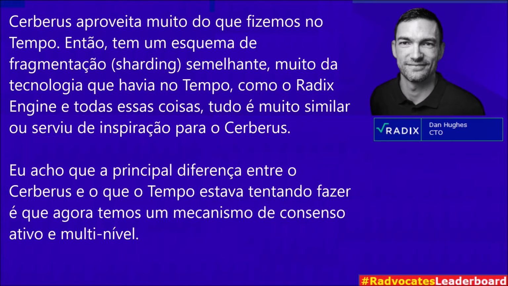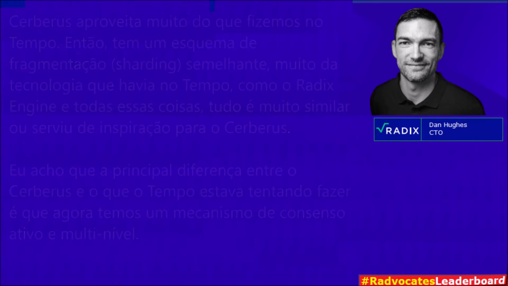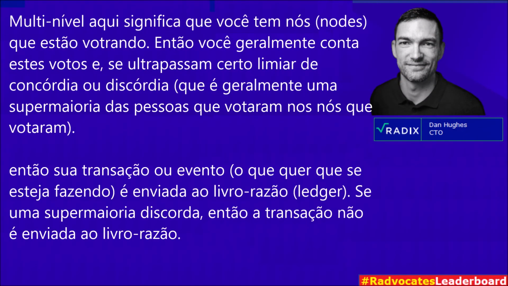I suppose the main difference between Cerberus and what Tempo is trying to do is that it's an active multi-degree consensus mechanism. Multi-degree means that you have nodes that are voting, and you generally count those votes. If you breach some threshold of agreement or disagreement, which is generally a supermajority of the nodes that have voted, then your transaction, your event, whatever it is you're doing, gets committed to the ledger.